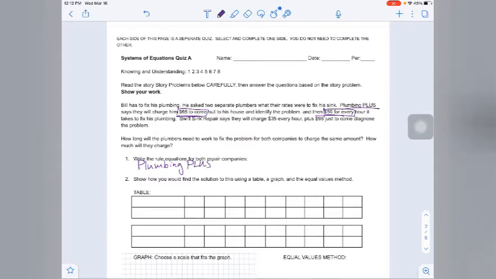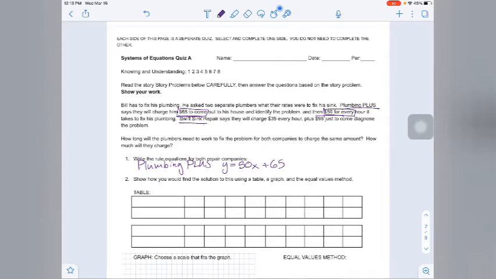So this rule, for Plumbing Plus, is y equals $50 every hour. So that's the one that gets multiplied by x, plus $65 just to come out. That one only happens once, right? They only come to your house once, and then they charge you per hour to stay there.